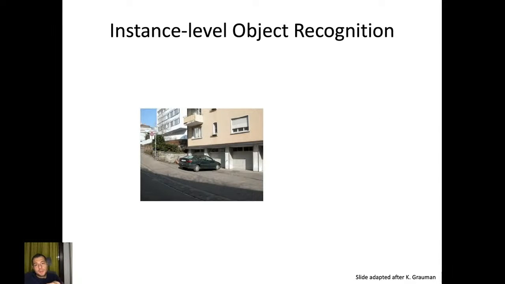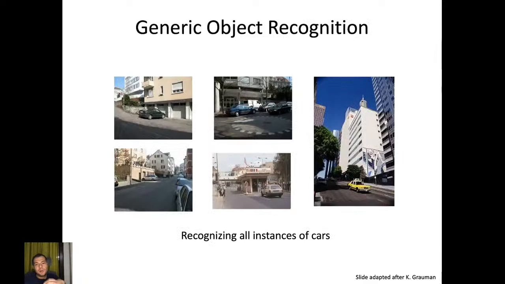Okay, so we're not interested in doing instance level object recognition. For example, in this image, we're not interested that this is the car of a specific person, but we're interested in generic object recognition, so to recognize all instances of cars. This is the more difficult task in vision. If we want to recognize a very specific object, we can identify some particularities to identify it. Perhaps the license plate number could be most indicative for cars.